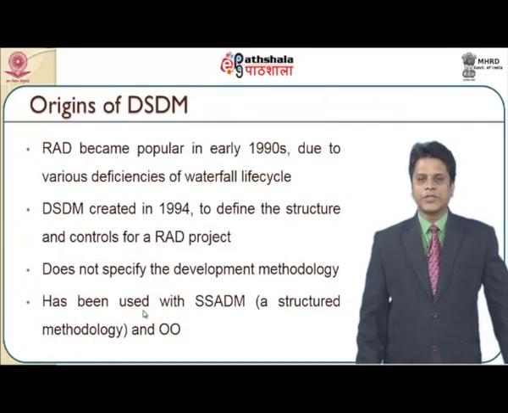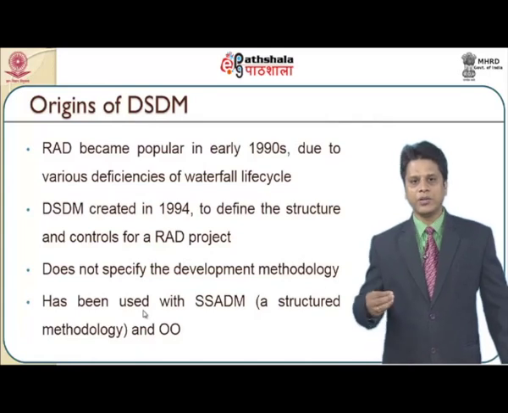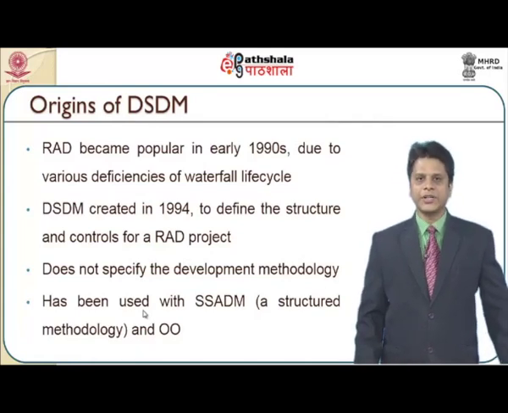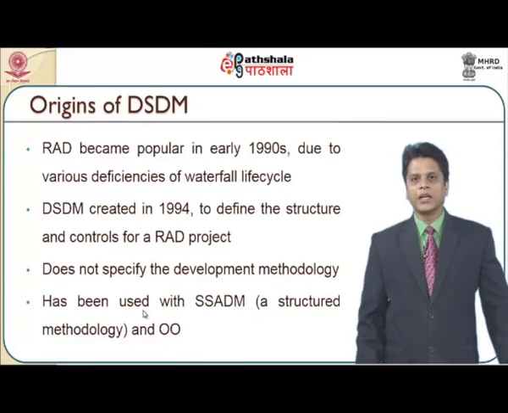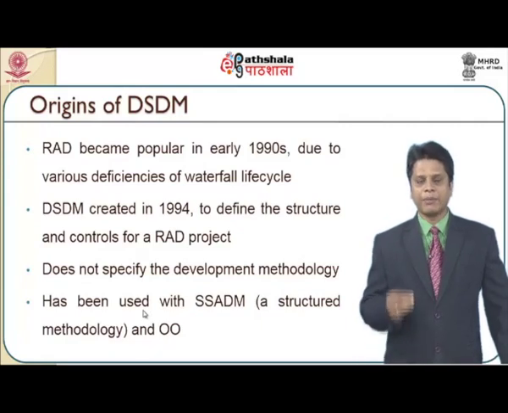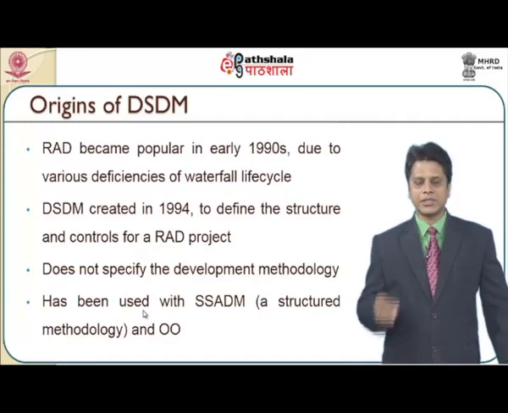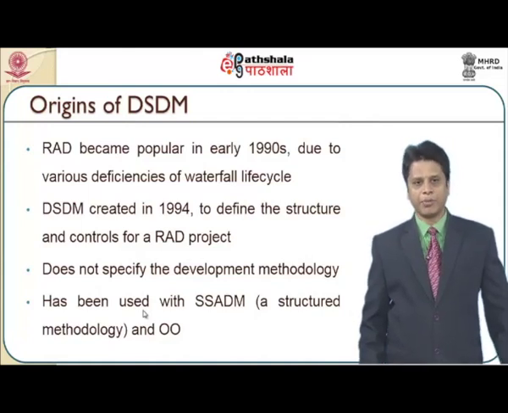So what could be the origins for this dynamic systems development model? RAD, which is the rapid application development model, became popular in the early 90s due to various deficiencies that were encountered in the waterfall lifecycle model. The deficiencies majorly projected in the waterfall lifecycle model would include: all the requirements are to be clearly defined before it gets completely moved to the design phase, which may not be possible. So this deficiency is being rectified in the rapid application development model.